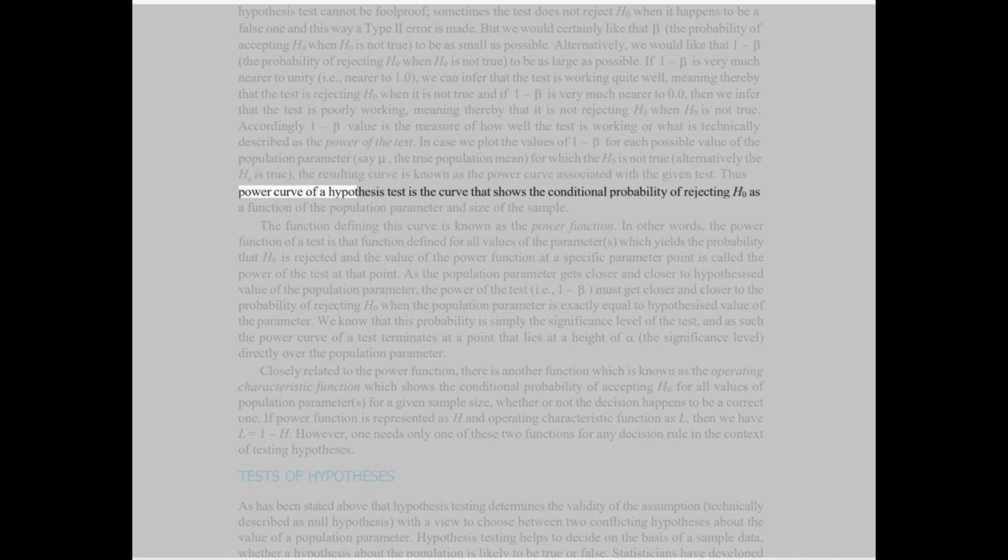Thus, the power curve of a hypothesis test is the curve that shows the conditional probability of rejecting H0 as a function of the population parameter and size of the sample. The function defining this curve is known as the power function. In other words, the power function of a test is that function defined for all values of the parameters, which yields the probability that H0 is rejected, and the value of the power function at a specific parameter point is called the power of the test at that point.